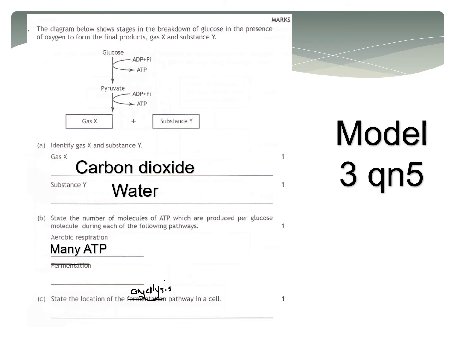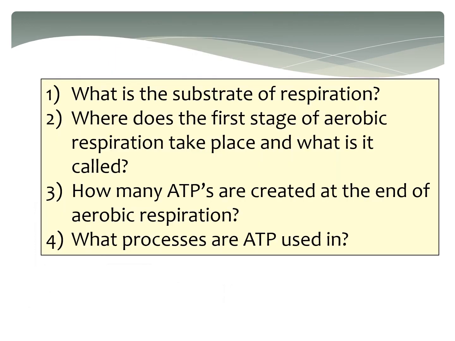And for glycolysis, it would be 2 ATP molecules. And then state the location of the glycolysis pathway in the cell, that would be in the cytoplasm. So you should also be able to answer these questions.